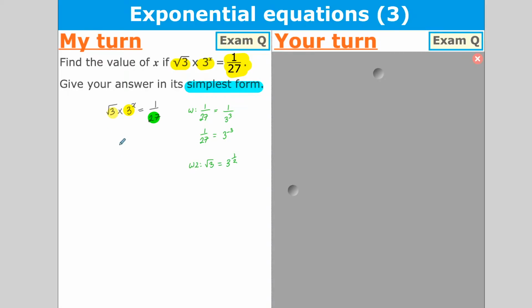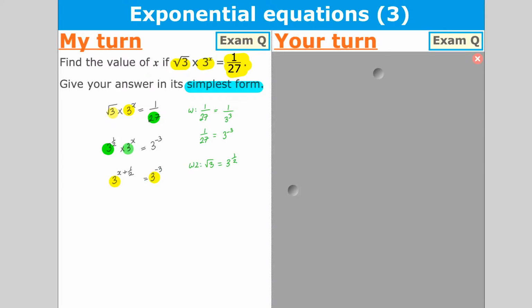So tidying this up, we've got root 3, but I'm going to change that to 3 to the half. I'm going to keep the 3 to the x there. I'm not going to muck around with that. But the 1 over 27, I'm converting straight into 3 to the negative 3. When you are multiplying and the base is the same, you can add the powers. So we can tidy this up into 3 to the x plus a half, writing the x first if you don't mind, because it just makes it easier for me to comprehend. And now we're in a good place.